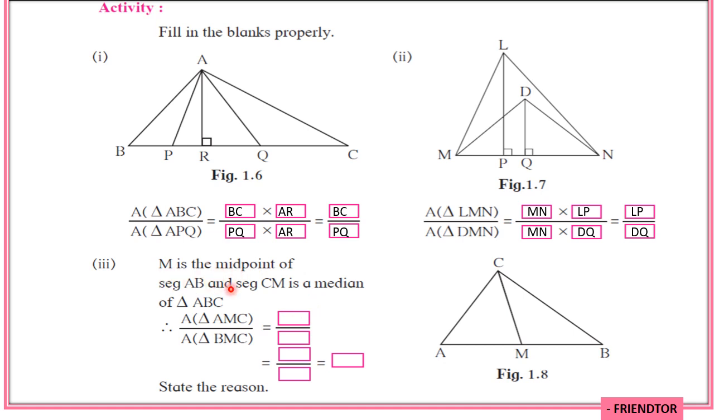Alright, so let's see the third example in the activity. Now M is the midpoint of segment AB and segment CM is a median. So M is the midpoint, that means AM is equal to BM. And here we need to find the ratio of triangle AMC and triangle BMC.